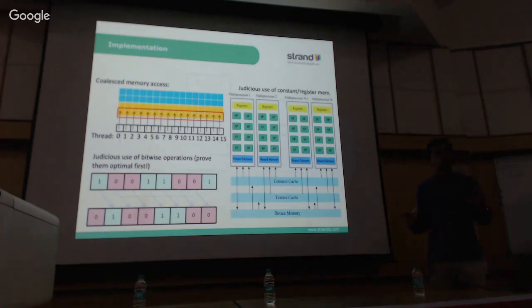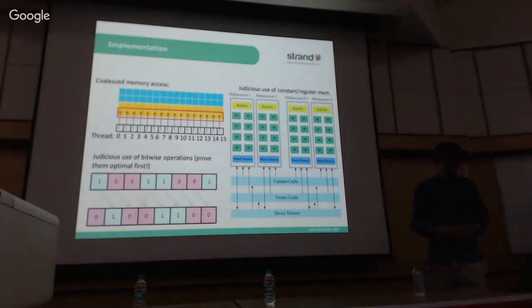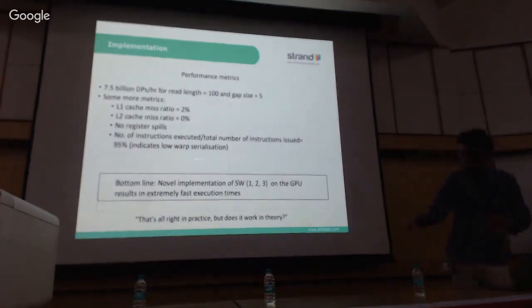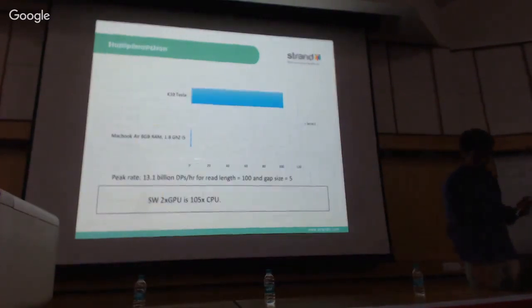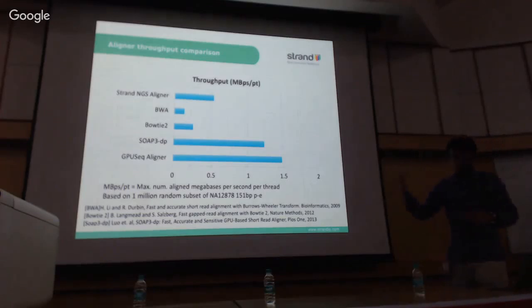And this is something that we don't normally do if we're coding in C++ for the CPU. But as soon as you get into something like a GPU or an FPGA, you end up having to do things like this. And long story short, we had a 54x speed up, and we had some good statistics. We had an extremely fast algorithm for Smith-Waterman on the GPU. We used multiple GPUs to improve it further, and we had a good alignment tool. And that was fantastic.